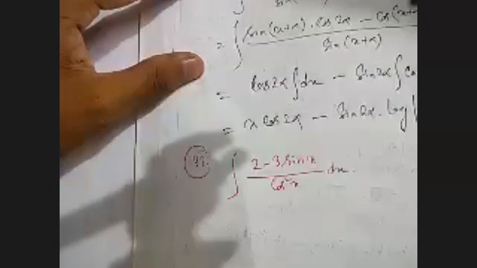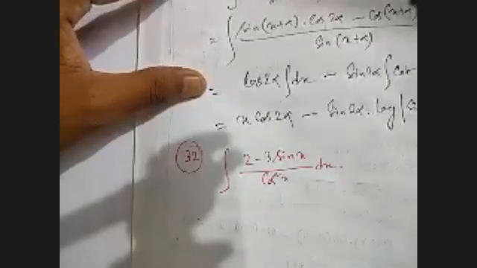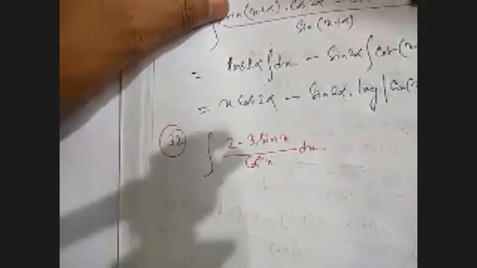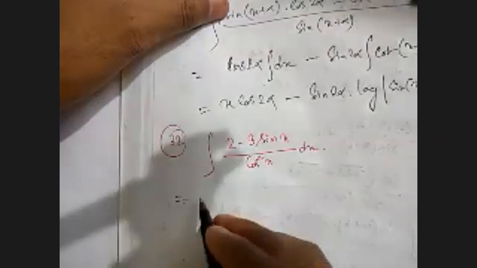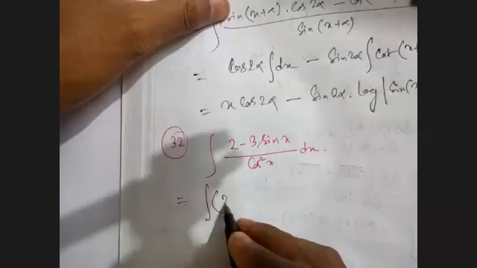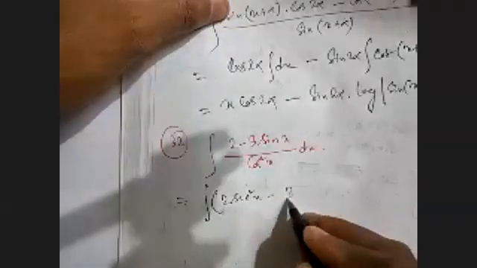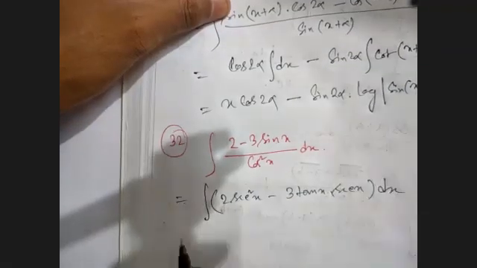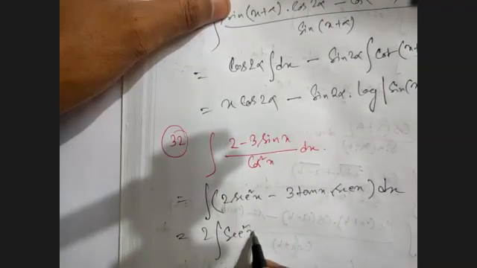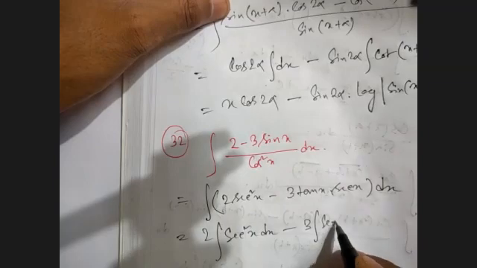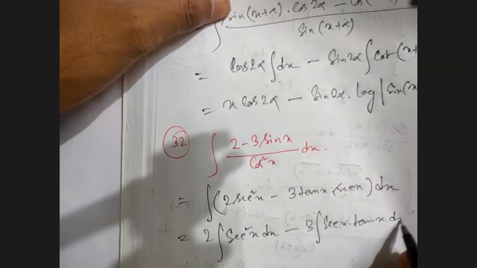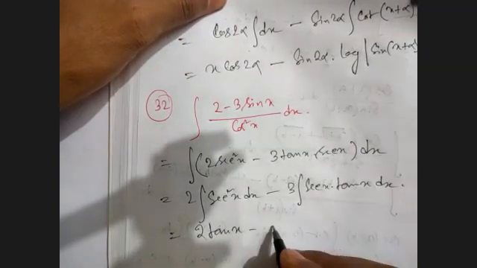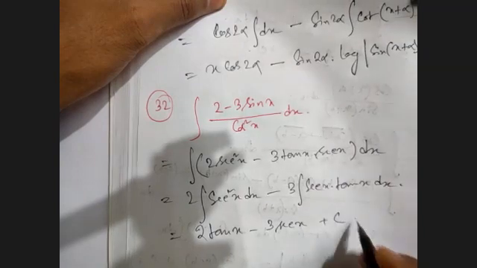So we can do it by dividing. Yes, by dividing you can do. So integration of 2 sec square x minus 3 tan x sec x dx. That is 2 integration sec square x dx minus 3 integration sec x tan x dx. So here the formula is tan x, that is 2 tan x, and here the formula is sec x, so 3 sec x plus c.